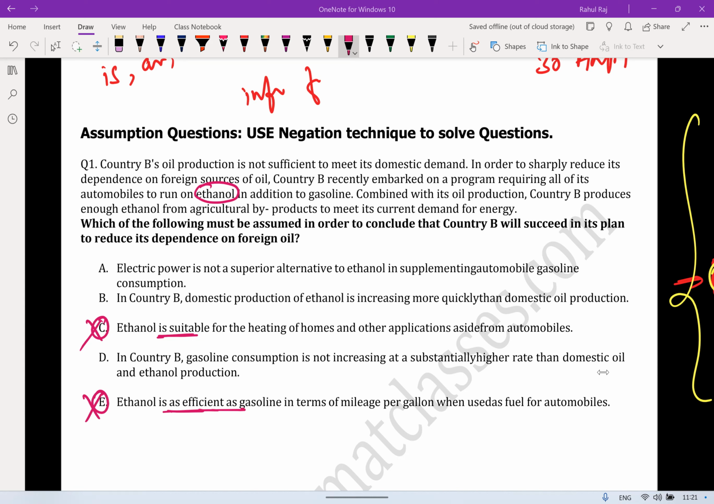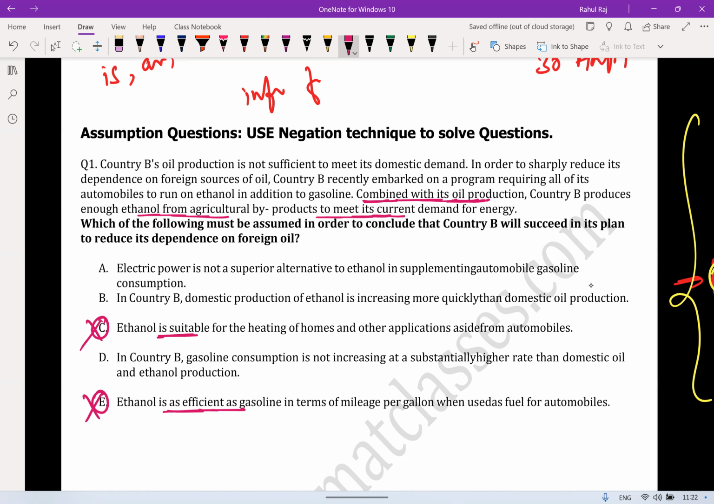Rahul, I'm thinking that why can't we assume that apart from oil, only ethanol will be sufficient to meet this? No, it's not about why are we assuming. This is what the conclusion is. This is what the argument is. The argument says what? Combined with its oil production. It's what oil production? Ethanol plus oil, right? Read the last line. Combined with its oil production means ethanol they have introduced. Now ethanol plus oil, country B produces enough ethanol from agriculture byproduct to meet its current demand for the energy. So it's not that I'm trying to assume, this is what is mentioned to me in the conclusion.